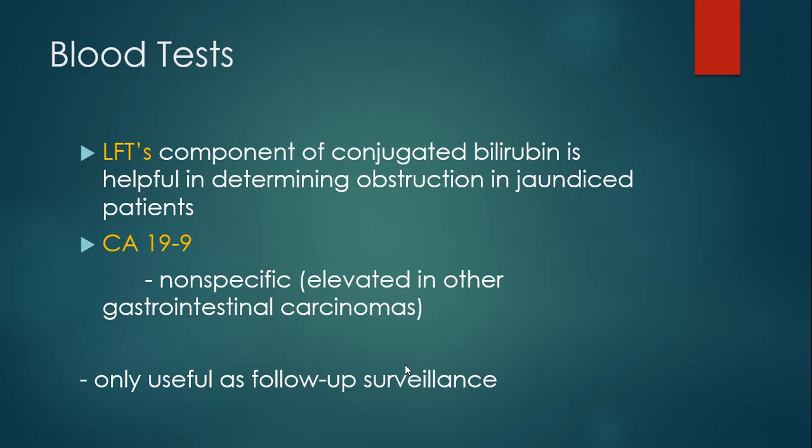Another one, which is non-specific, is the tumor marker CA19-9, and since this is not very specific, it can be elevated in other types of GI tumors. So this is not very helpful for the diagnosis, although we can use it for follow-up after the treatment. Whenever after the treatment this starts elevating, it means that the cancer is recurring. So this is only helpful for the follow-up.